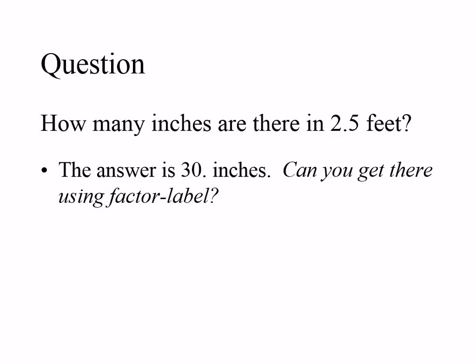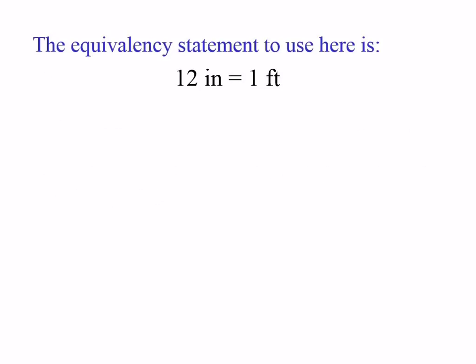Now let's do that same problem, converting 2.5 feet to inches, using the method I just described. To use the factor label method, you look at the units you have, in this case feet, you look at the units you want to get to, in this case inches, and if there is an equivalency statement that links the two, you write that down. This is the flat equivalency statement. And from every equivalency statement, you can come up with 2 conversion factors.